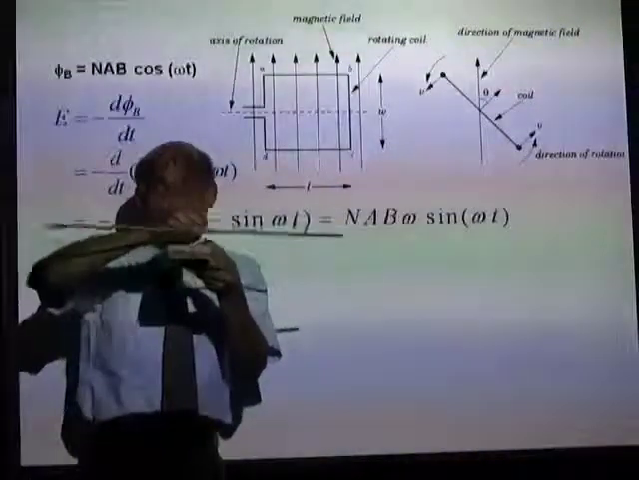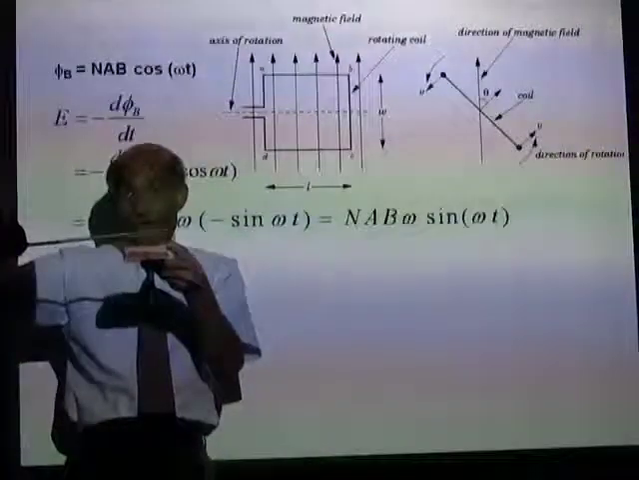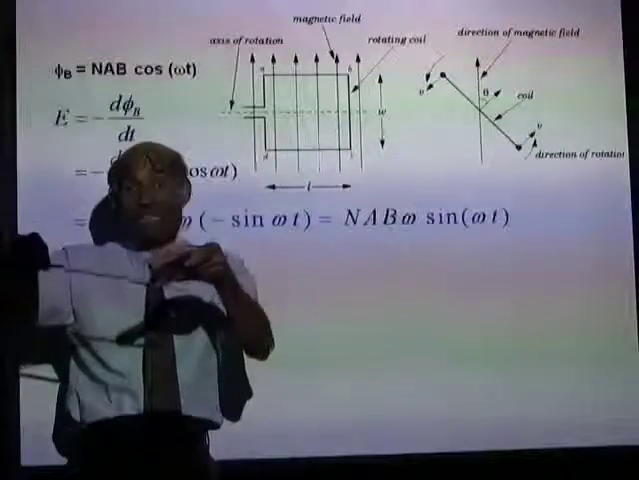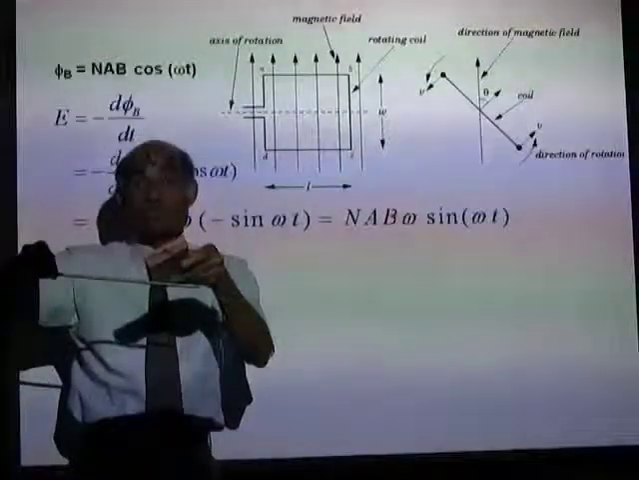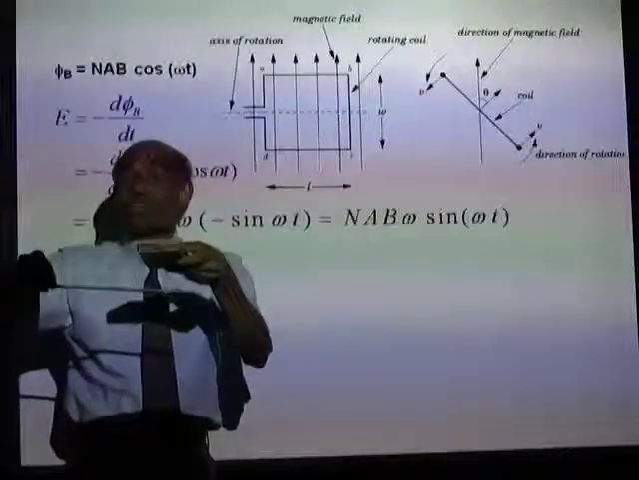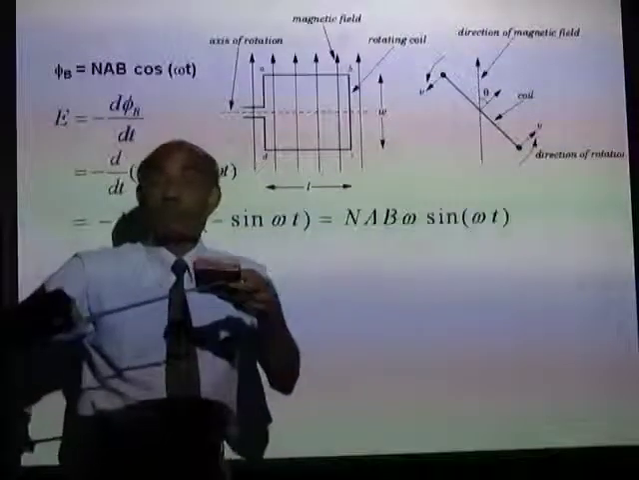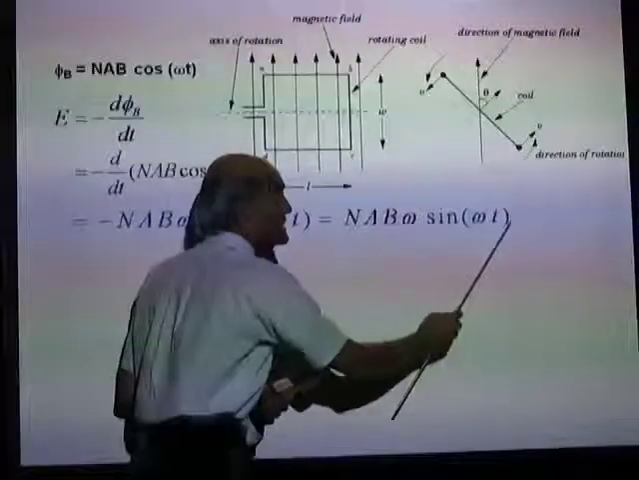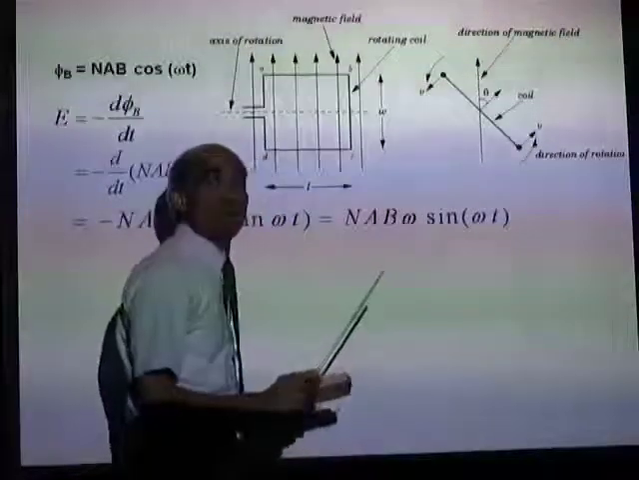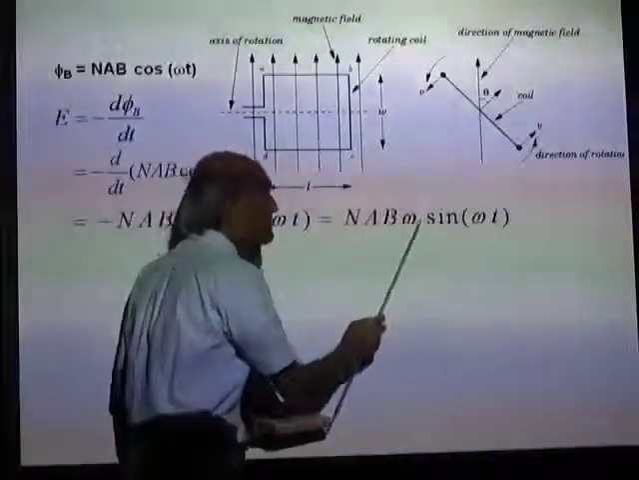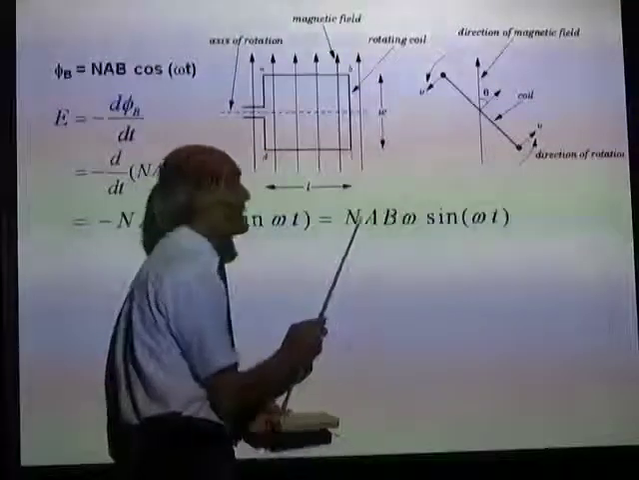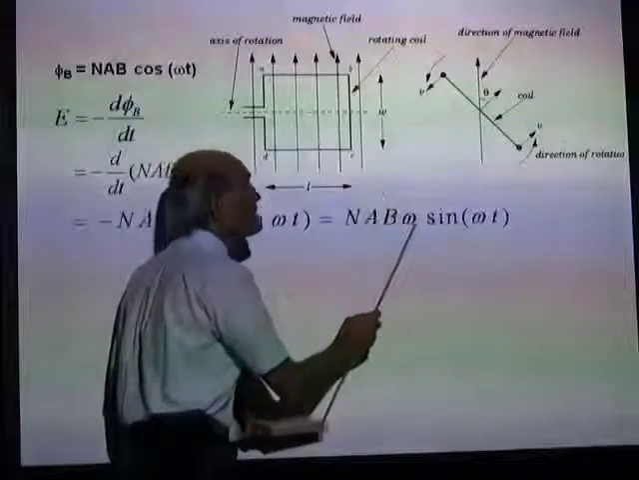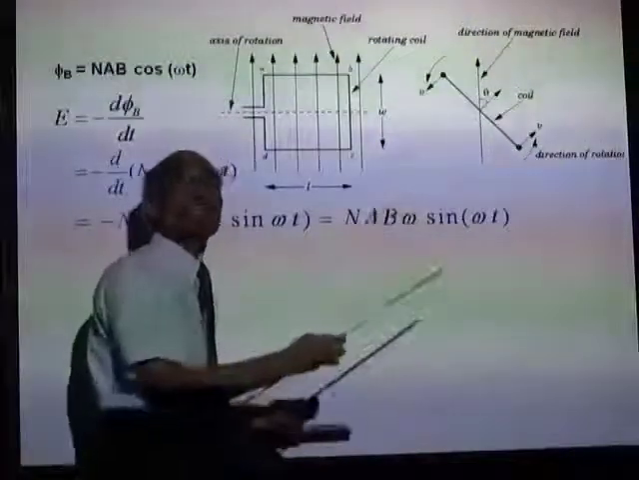You see, if the lines of force are now like this, that will be the time the coil will be cutting the maximum number of lines of force. The rate of change of flux will be maximum when the angle is 90 degrees. At that time, sine omega t is 1, or the maximum induced EMF will be NAB omega. So this quantity can now be called E max.